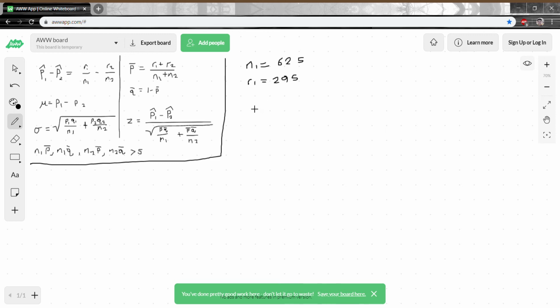It also contained 625 people. Reminders were sent in the mail to each member in the group, and the number who registered to vote, R2, our successes, was 350.